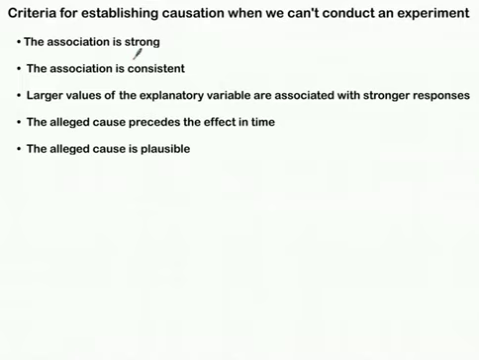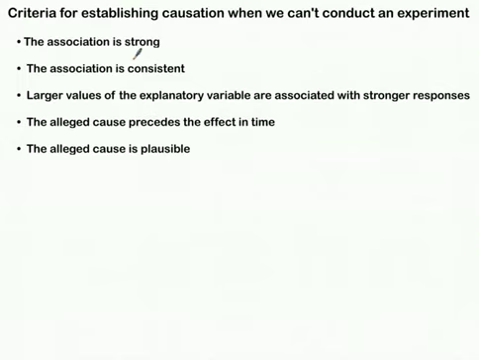When we talk about larger values of the explanatory variable being associated with stronger responses, people who smoke more cigarettes per day or who smoke over longer periods get lung cancer more often. People who stop smoking reduce their risk. Again, thinking about those studies that have been going on for years, we're seeing that people who smoke more cigarettes a day, or for longer periods of their life, are more likely to have lung cancer than those who see that smoking is affecting their health, and so they quit.